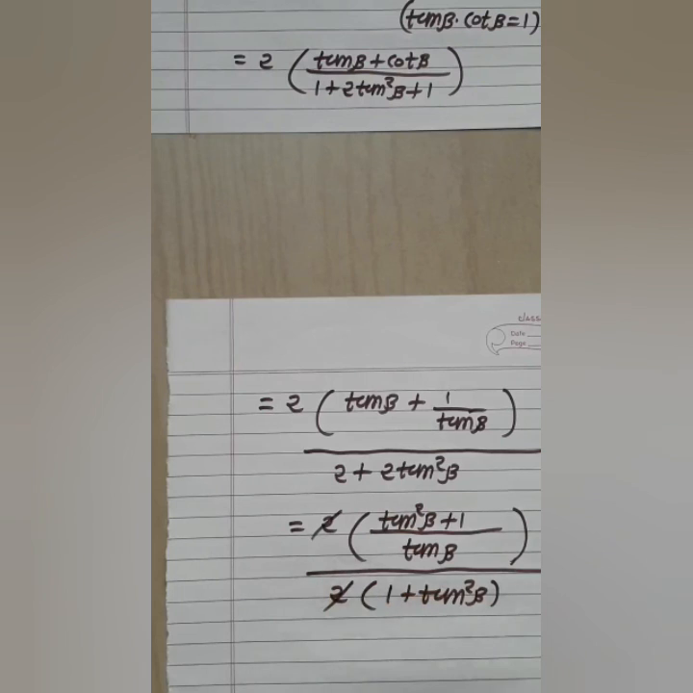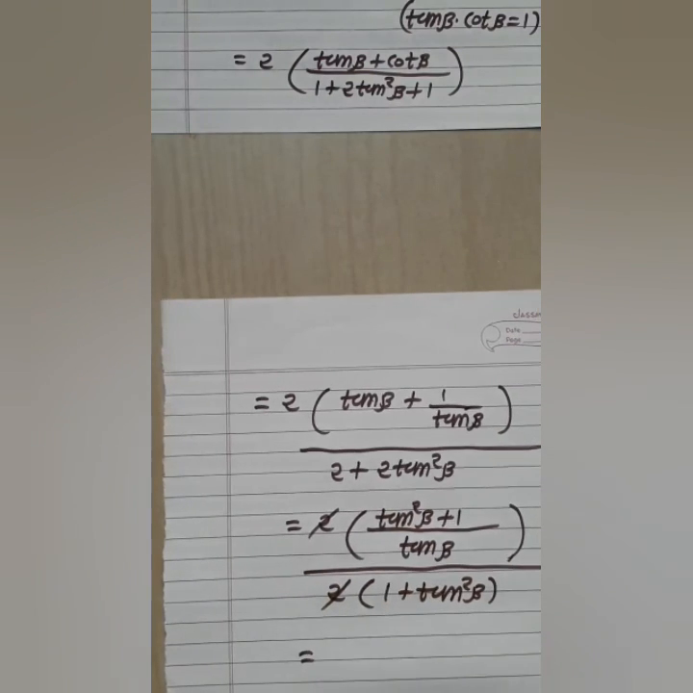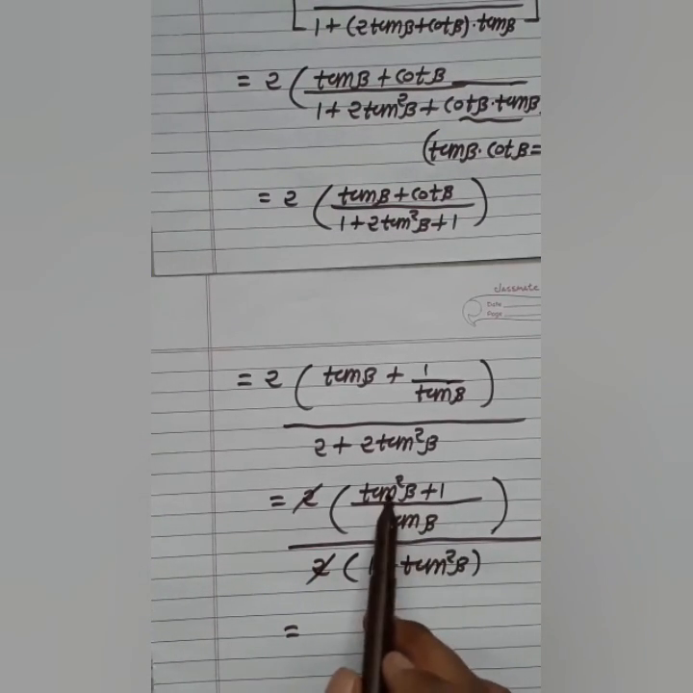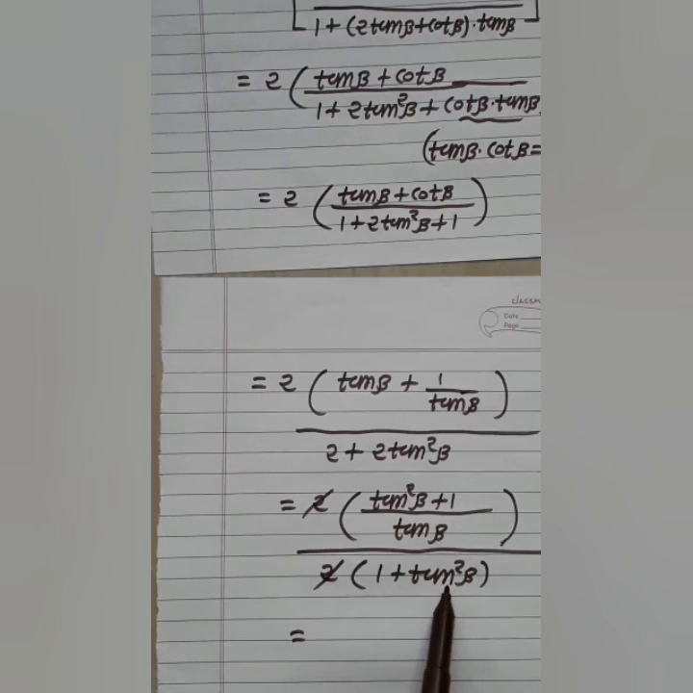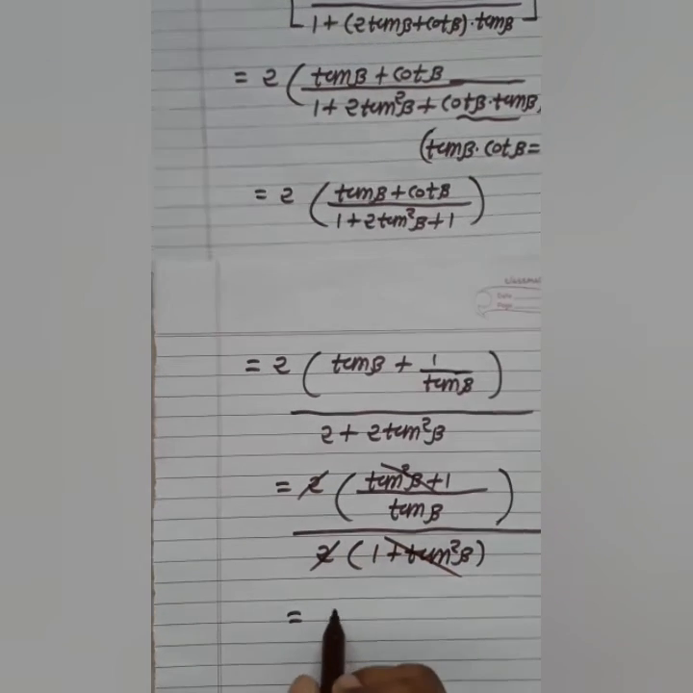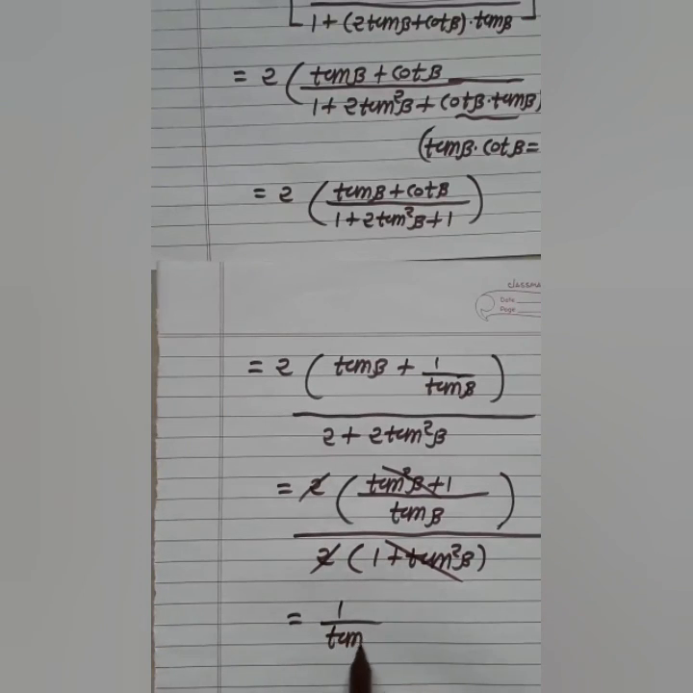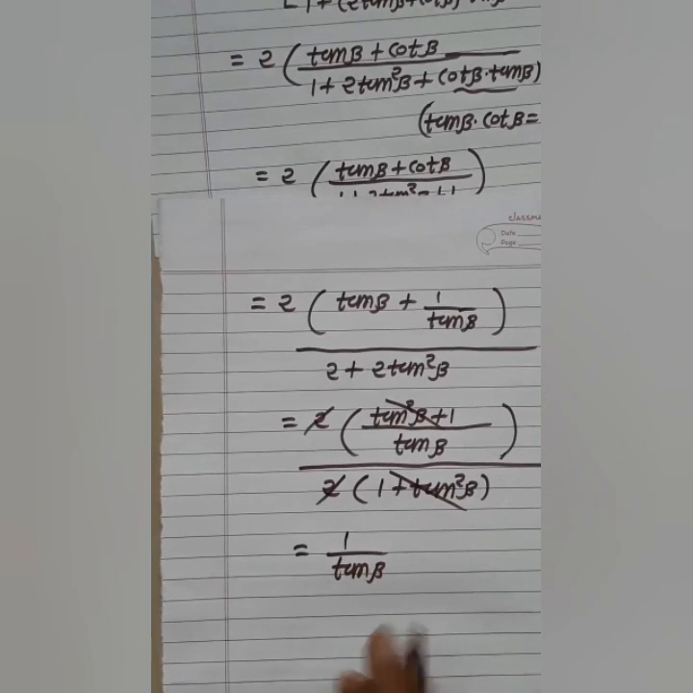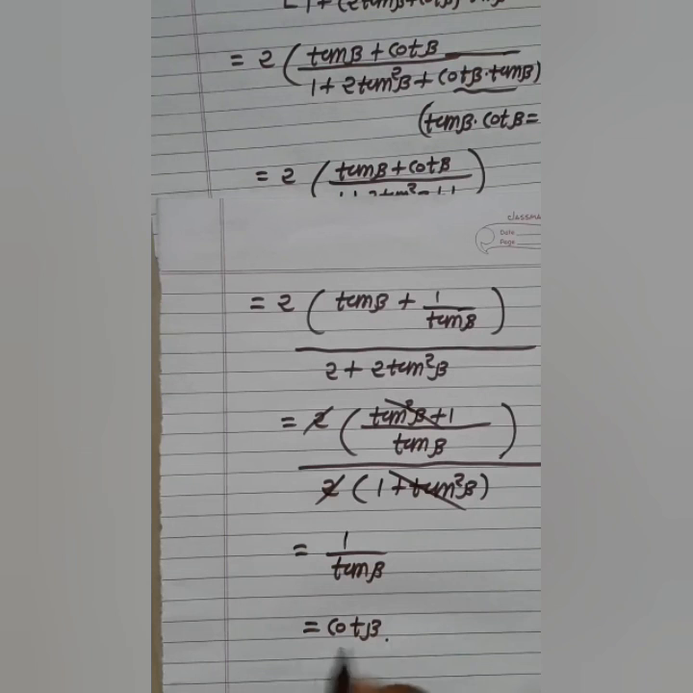Now here 2 cancels out, so in the numerator term 1 plus tan square beta, in the same way in the denominator term 1 plus tan square beta, so again this term cancels out. So 1 plus tan square beta and 1 plus tan square beta also cancel out, so the remaining term is only 1 upon tan beta, and we know that 1 by tan beta means cot beta. So our proof is, our LHS side is cot beta, so here we can write LHS. Okay.